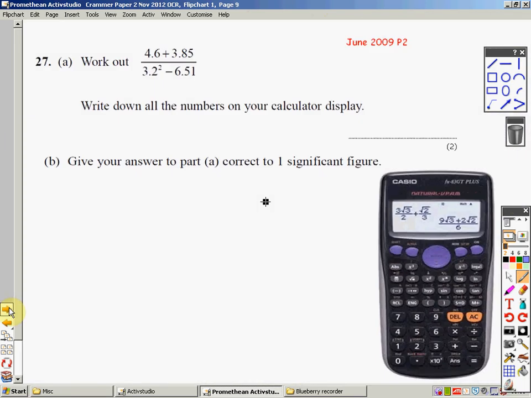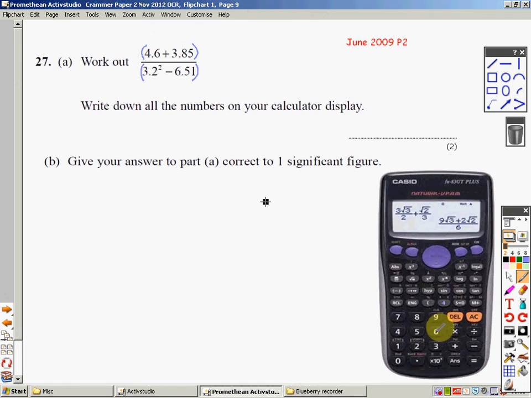Okay. This is definitely a calculator question because it says work out on the calculator. The crucial bit here is the use of the brackets. Now the brackets on the calculator are there and there. The long line here means it's all of the top bit divided by all of the bottom bit. And if you actually write it like that on the paper, you're bound to get the question right.